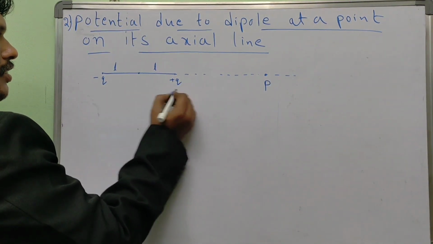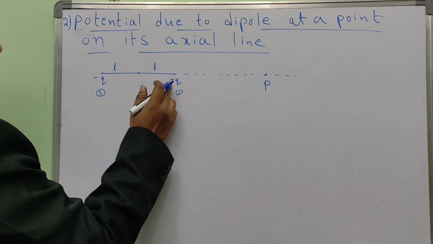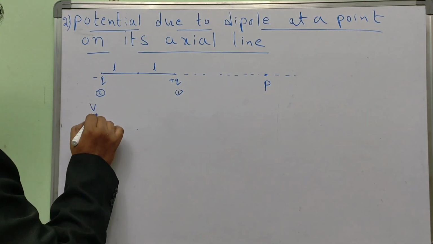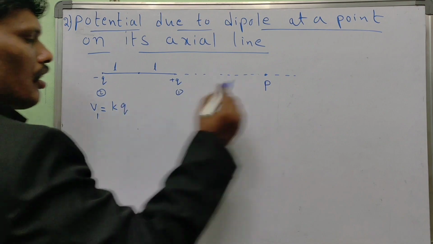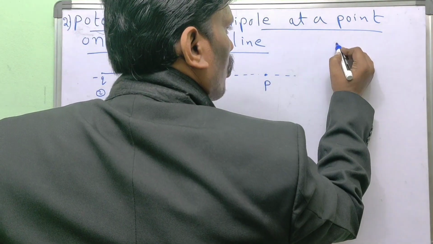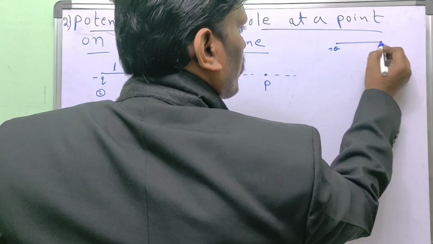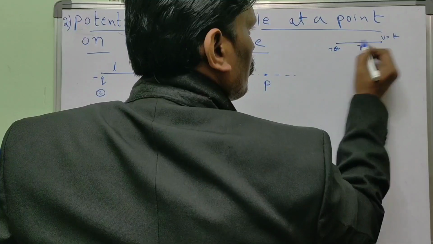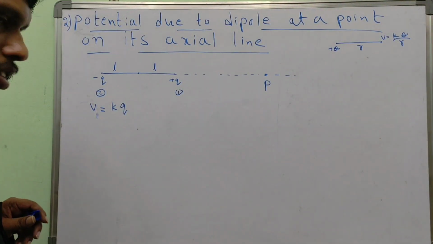So I'm going to consider the first charge and the second charge. Because of the first charge, what is the potential at this point? That I'm going to consider V1. K times charge Q. Why? Because already we know that for any point charge Q, to calculate potential at distance r we take K into charge by distance of the point from the charge. The same logic I'm going to use here.